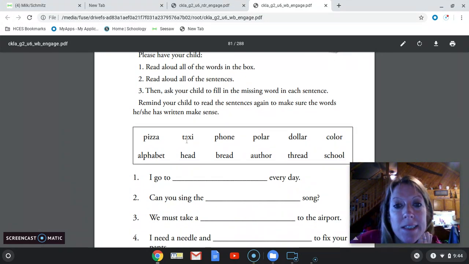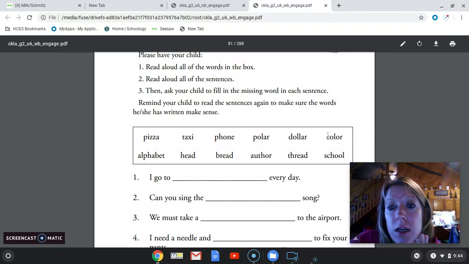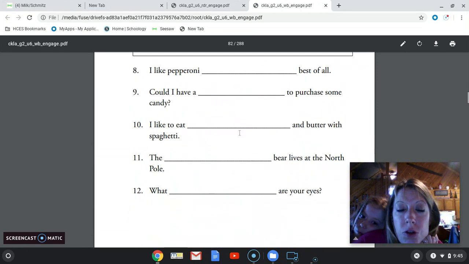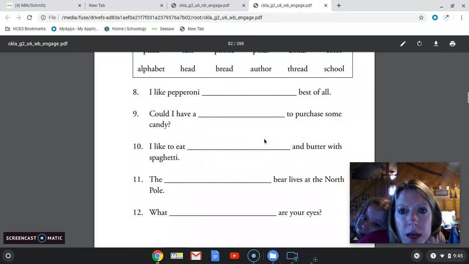We have pizza, taxi, phone, that's the magic E. E makes the O say O. Polar, dollar, color. There's the bossy R sound. Alphabet, tricky word. Head, 2 vowels go walking, the first one does the talking. Bread, author, thread, and school. Okay, that's CH, that says cup. So you're going to read through numbers 1 through 12 again and put the correct word on the line.